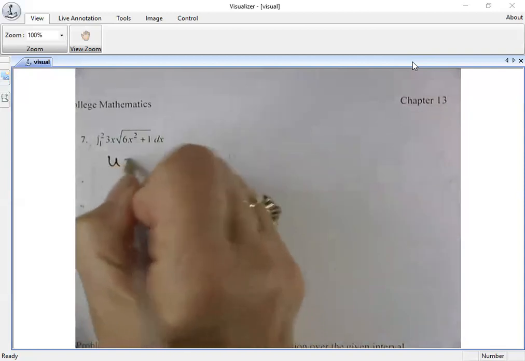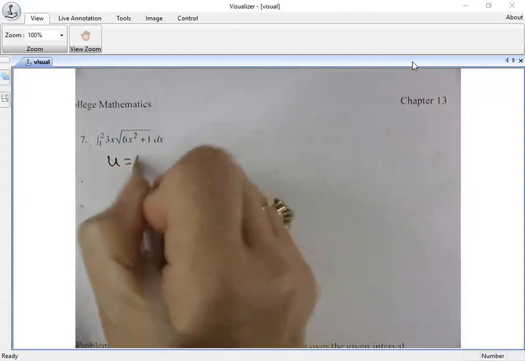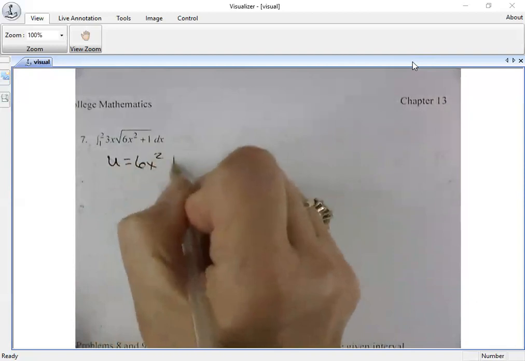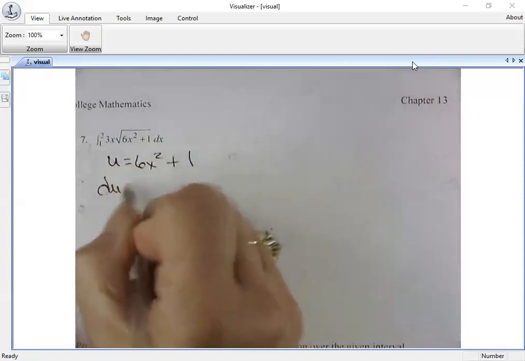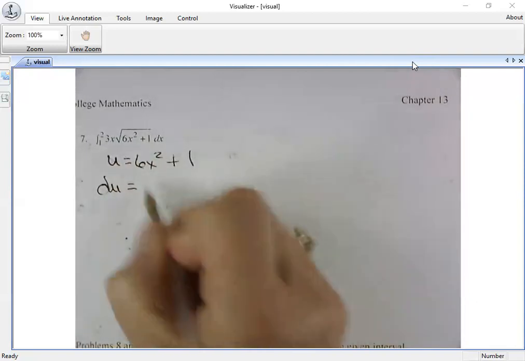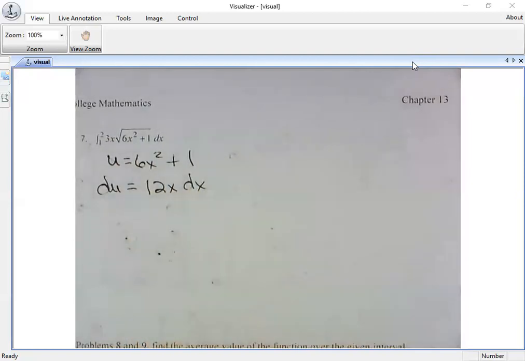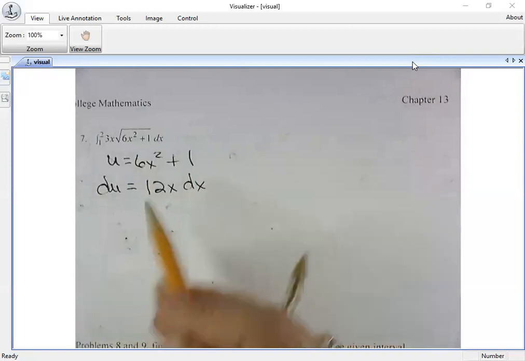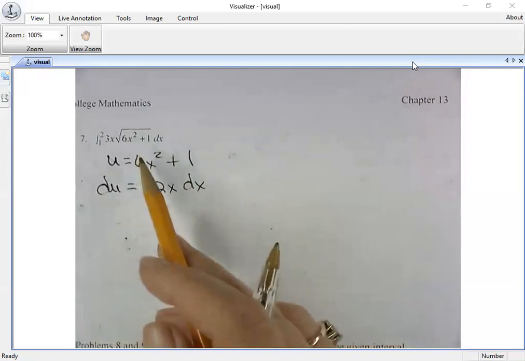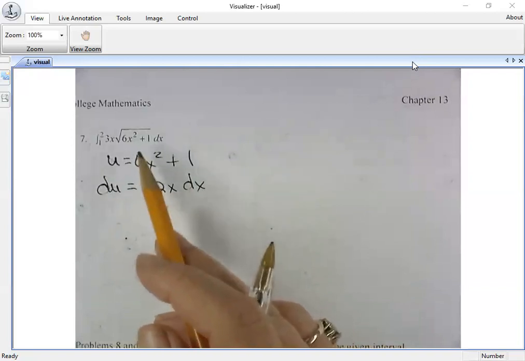So U is what? 6x squared plus 1. What does that mean du needs to be? 12x dx. Now, if I check what I have, do you notice anything else we probably need to adjust? Okay, I am going to be missing part of what I need for my du, but look carefully. What else is there that's an issue?